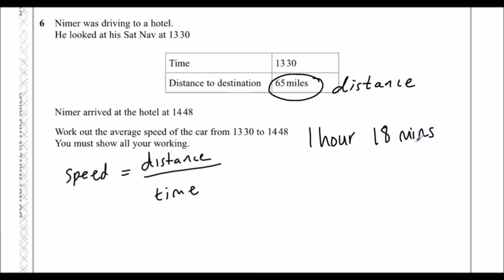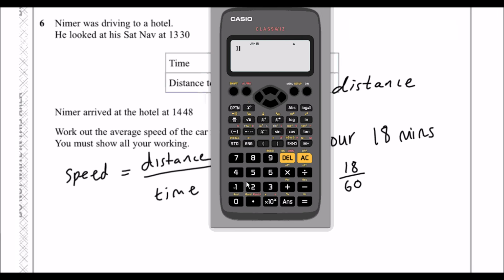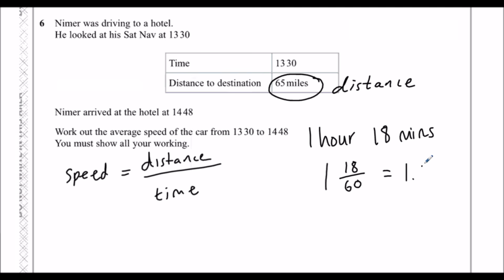But we need that to be written in hours. So we can't have 1 hour and 18 minutes. We need that in hours. So 18 minutes is the same as 18/60ths of an hour. So in an hour there are 60 minutes. So 18 minutes is 18/60ths. So 1 hour plus 18/60ths. And that's 1.3 hours. So that's 1.3 hours.